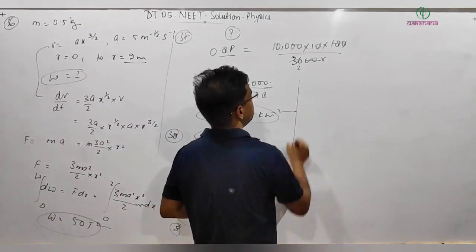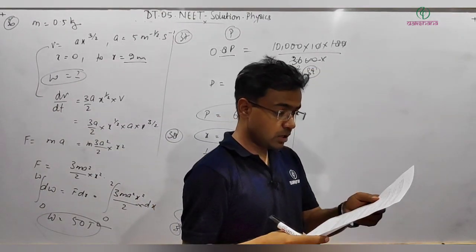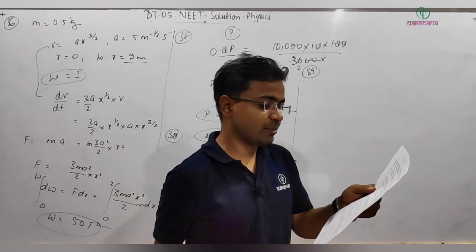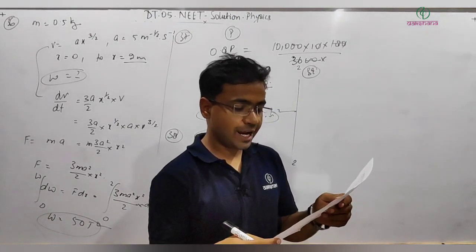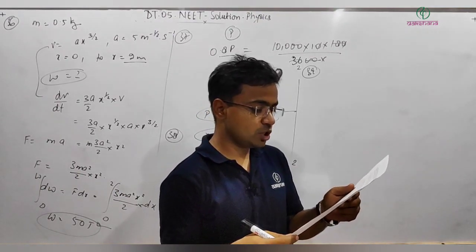Next, question number 39. A tank of mass 10 kg is full of water and built on the ground. If g is 10 meter per second square, find the potential energy of this stored water.